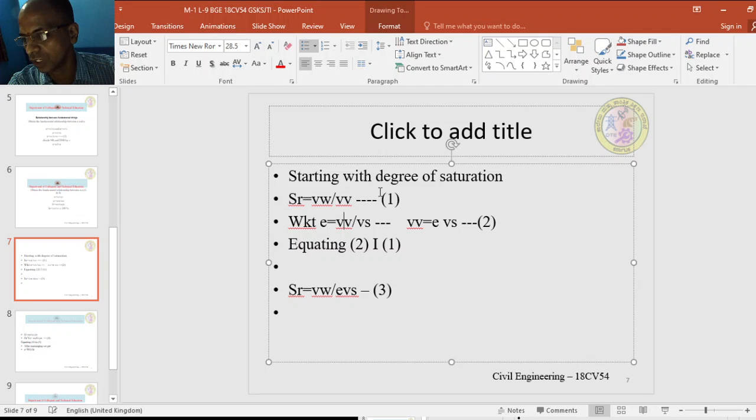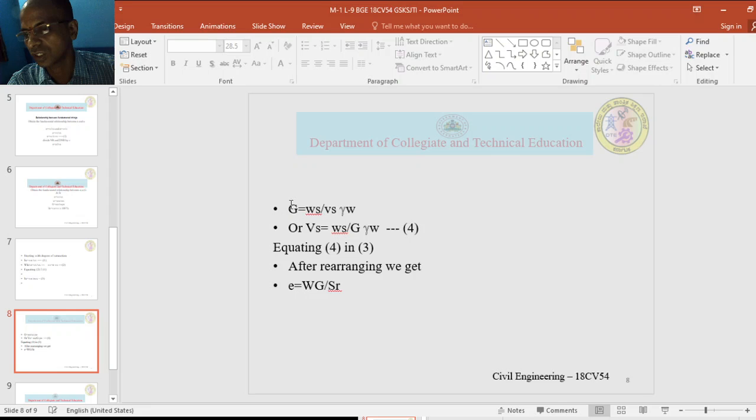Substituting equation number 2 in equation number 1, we get degree of saturation is equal to the volume of water to e into the volume of soil particles. Call it equation number 3. Next, specific gravity is given by Ws divided by Vs into gamma w. This can also be written as Vs is equal to Ws divided by G into gamma w. Call it equation number 4. Substituting equation number 4 in the previous equation number 3 and rearranging, we get e is equal to wG by Sr. So this is the second derivation.